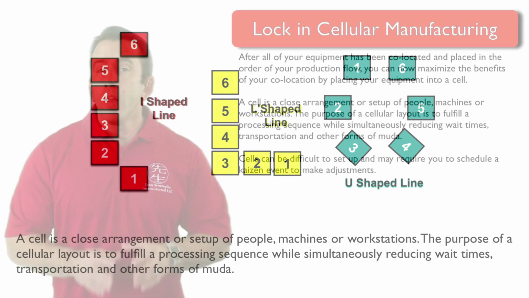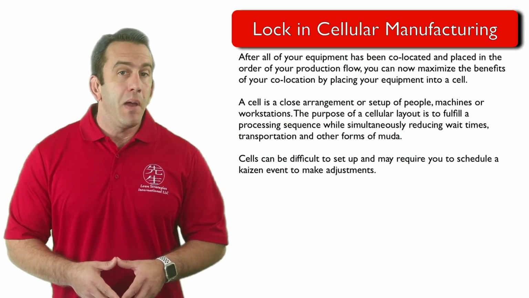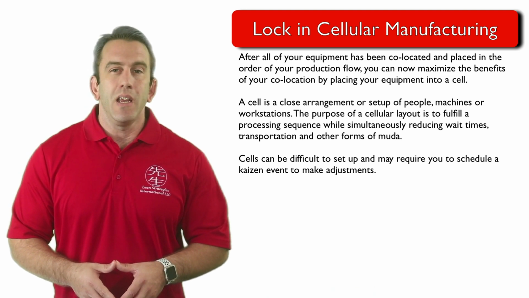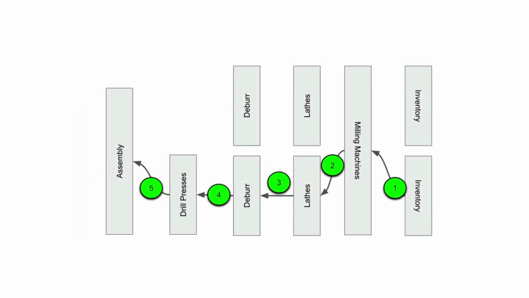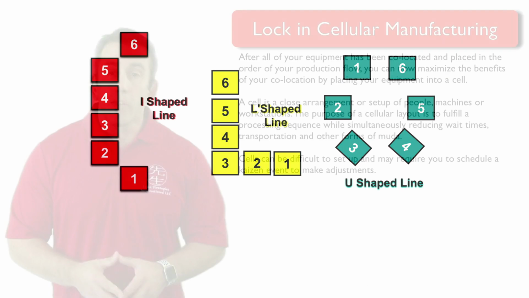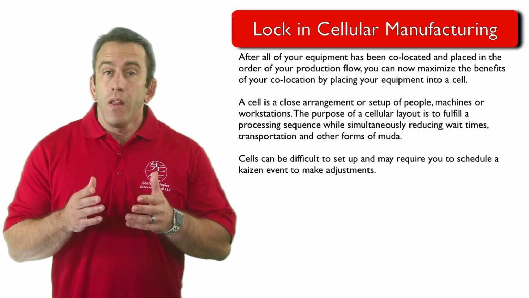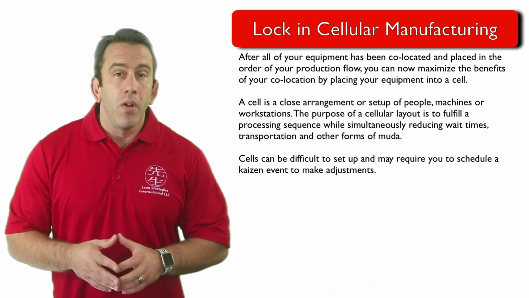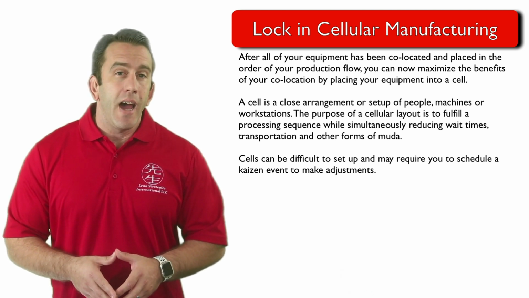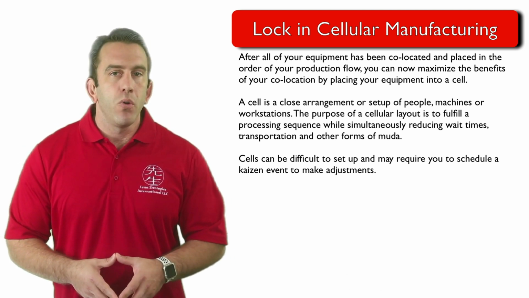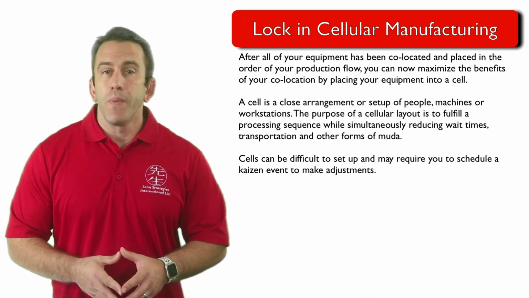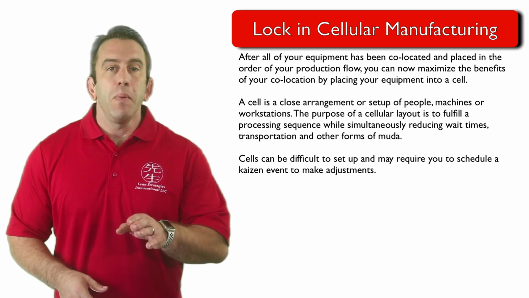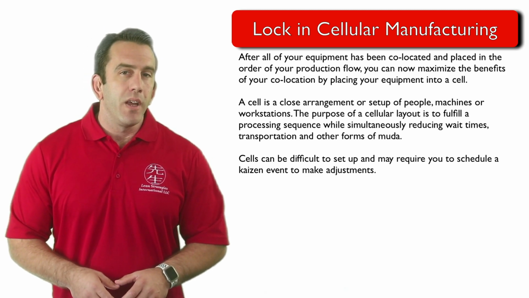Cells can be difficult to set up and may require you to schedule a Kaizen event to make the adjustments. This is why you should co-locate the equipment according to sequence before designing a cell. In some cases, however, an office, for example, may not need to co-locate items because you mainly move computers, desks, and other lighter items, whereas a shop floor that has monuments would need to be co-located before building your cell.